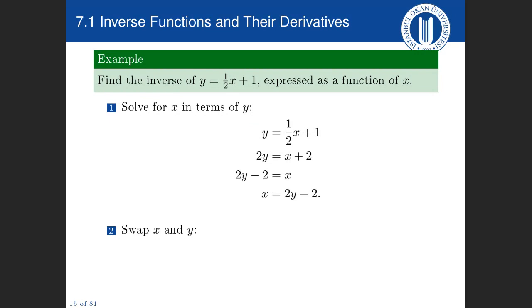Okay, so let's start with our equation, our formula, y is equal to half x plus 1. Multiply it by 2, 2y on the left, x plus 2 on the right. Subtract 2 from both sides to get 2y minus 2 is equal to x, and then just change it around so that x is on the left. The first part is x is equal to 2y minus 2.